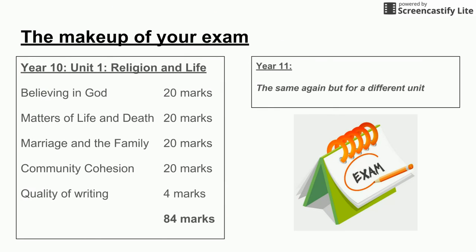Quick overview again, Year 10, you are studying those modules just there. They are within Unit 1, called Religion and Life, equals 84 marks. Each section is 20 marks, so that's what we're working on today. Year 11, you do the same again for a different unit.